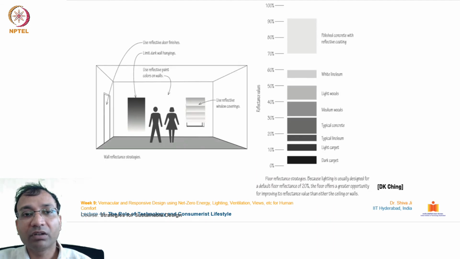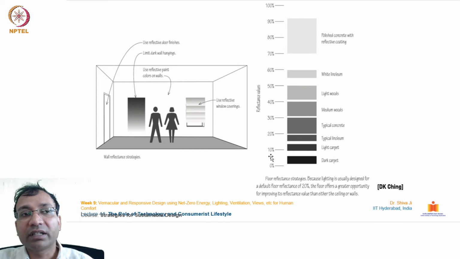On this range, the floor reflectance strategies: lighting is usually designed for a default floor reflectance of 20%. The floor offers a greater opportunity for improving its reflectance value than either the ceiling or walls. So you see, carpets have reflectance close to 0 to 5%, and then we have polished concrete with a reflective coating, which has a reflectance value of 70 to 90%. In between we have white linoleum, light wood, medium wood, typical concrete, typical linoleum, and light carpet.